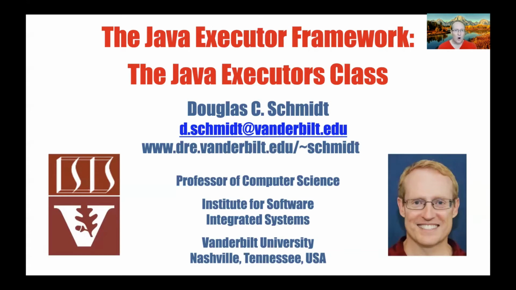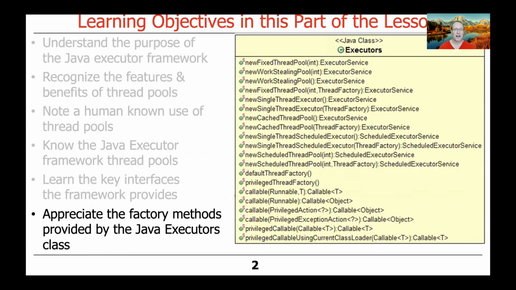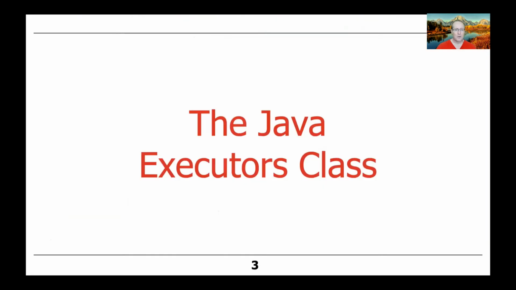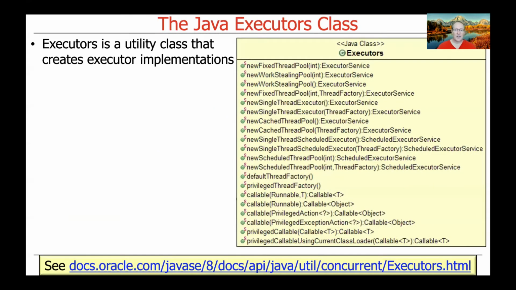We now have one more class to talk about as part of the overview of the Java Executor framework, and that is the Java Executors class. I briefly mentioned this before, but the Executors class largely contains a whole pile of factory methods that are used to create different kinds of thread pools. So let's take a quick look at this again, and we'll go to it in more detail. This will also be helpful for your upcoming assignment as well.